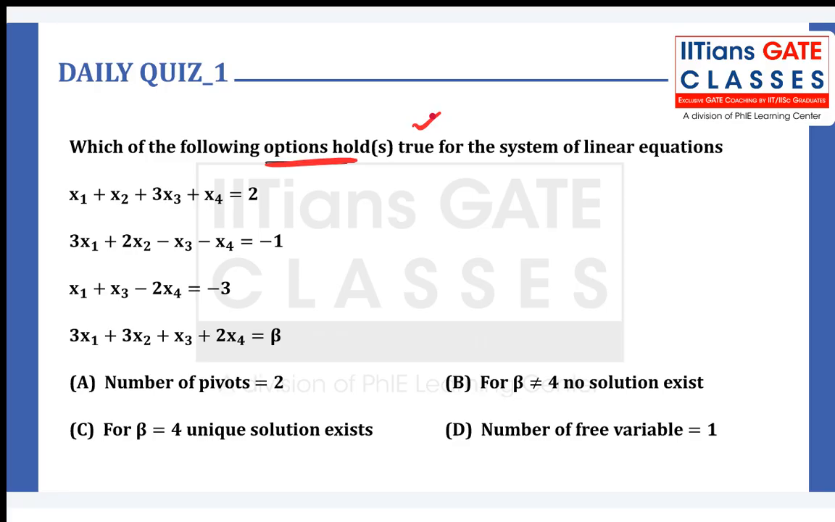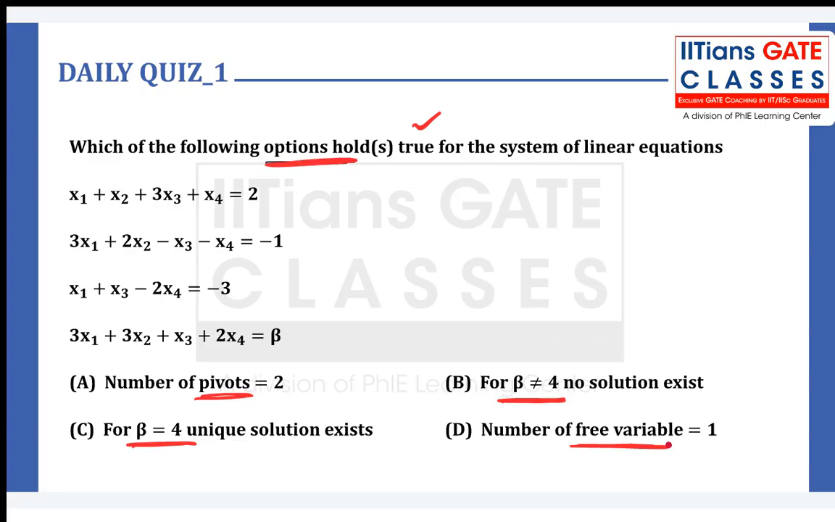Then there are 4 options. First is the number of pivots, so you should know the concept of a pivot in the context of a system of linear equations. Options B and C deal with the value of beta, which we'll also see, because everything boils down to beta in this question, and this is a typical template of a question that can be asked in your GATE exam also. And lastly, in option D, they are talking about free variables.